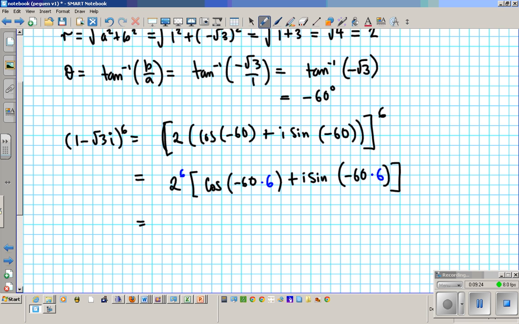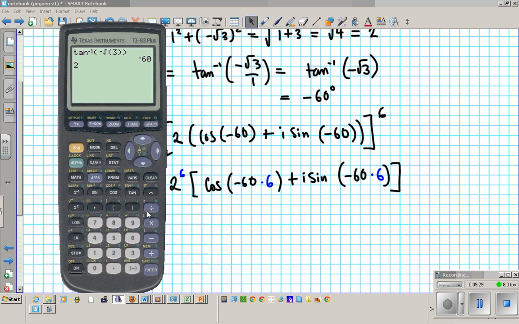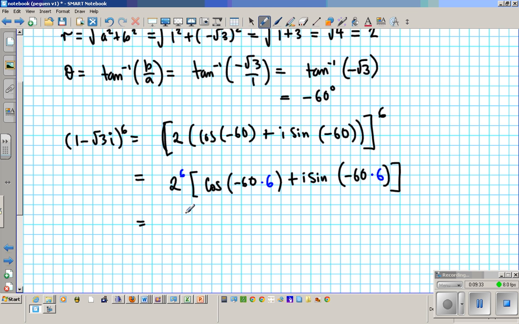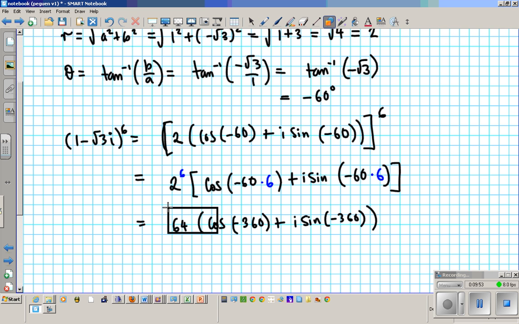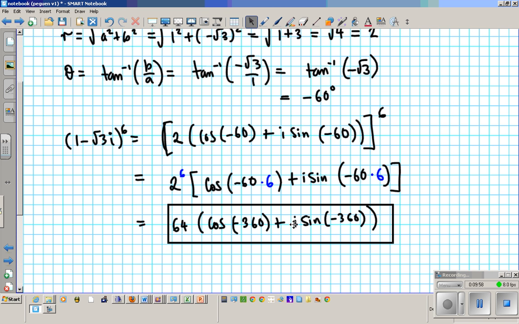All right, now let's simplify that. So what is 2 to the 6th? 2 to the 6th power is simply 64. So we're going to have 64 times cosine of negative 360 plus i sine of negative 360. Now this is my answer in polar form.